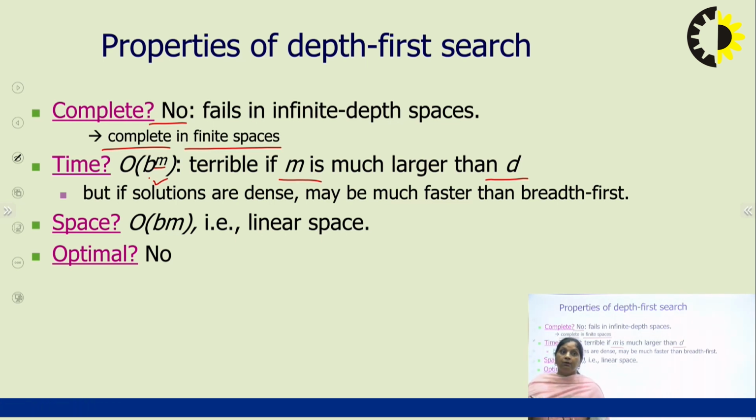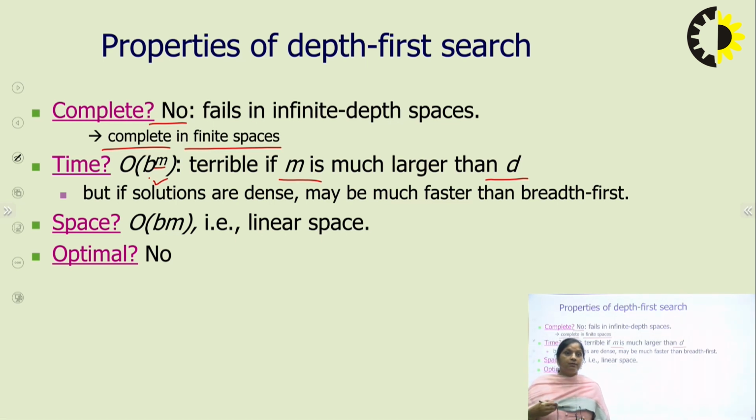So according to time complexity, DFS is not better than BFS. BFS is better because that is taking only time order of B to the power D plus 1, where D is the depth of the nearest goal node, while DFS will go to the maximum possible depth. So it is order of B to the power M.